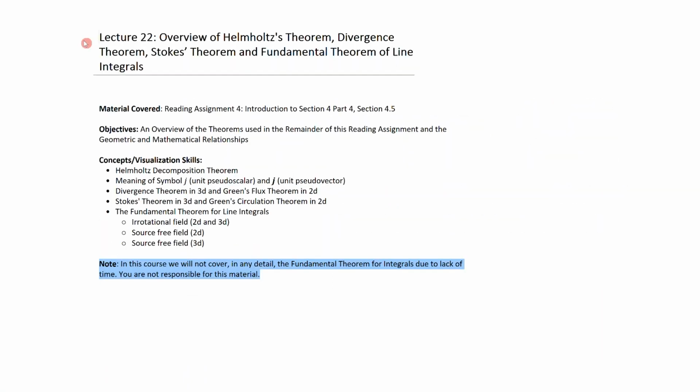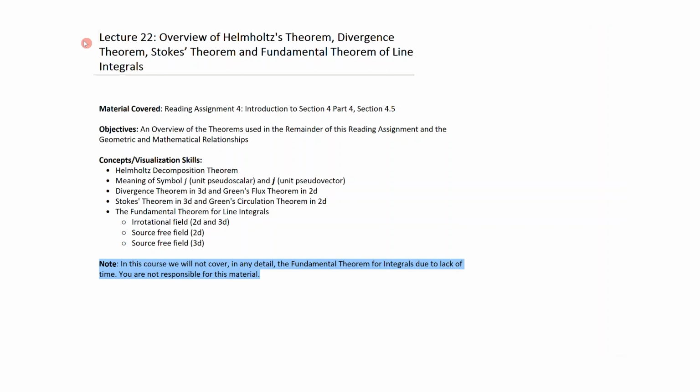Welcome to Lecture 22. In this lecture, we'll give an overview of Helmholtz theorem, the divergence theorem, Stokes theorem, and the fundamental theorem of line integrals. In this course, in the actual physical lectures, we will not be actually dealing with the fundamental theorem of line integrals, but I've put it here just for sake of completeness.